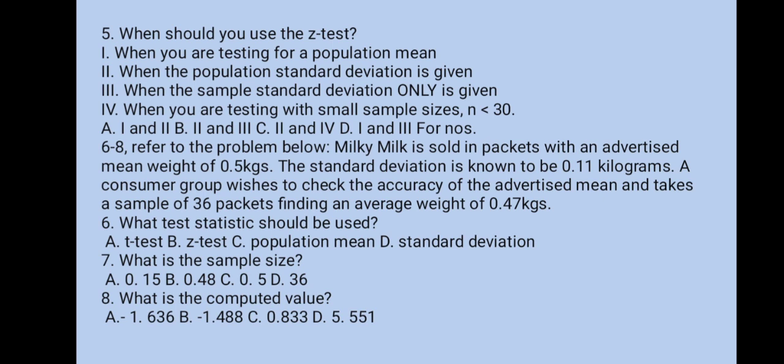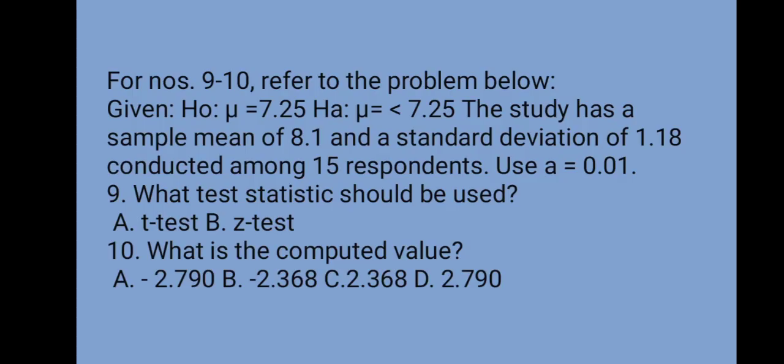Number 7. What is the sample size? A. 0.15, B. 0.48, C. 0.5, D. 36. Number 8. What is the computed value? A. Negative 1.636, B. 1.488, C. 0.833, D. 5.551.